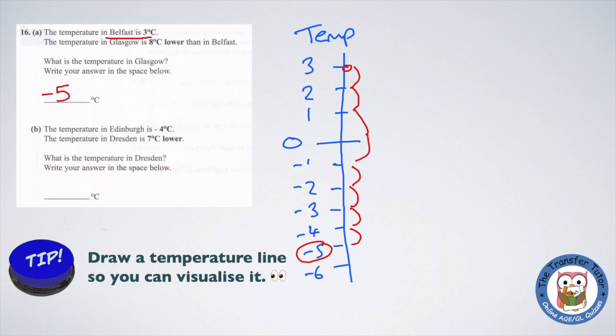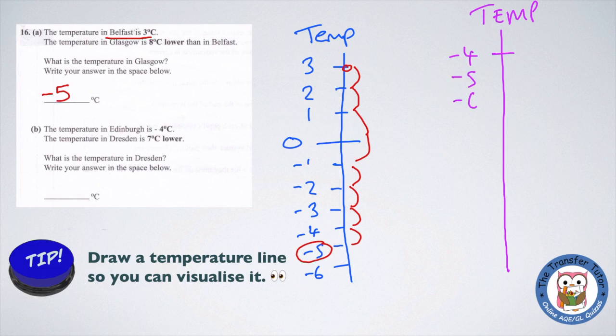So we've got to go from -4 down another 7. So again, if we just do a quick temperature line, and I'm labelling these, but in the real thing, obviously a child doesn't need to do that. So we've got -4, -5, -6, -7.